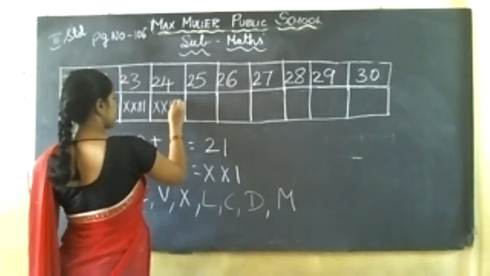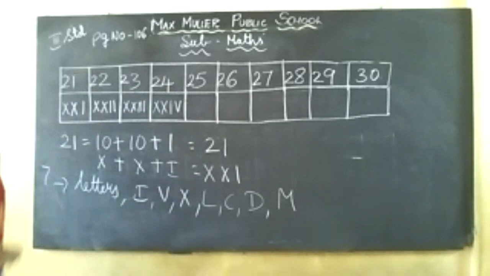X, X, I, V. Finish it fast. Don't copy this one. Only copy the table.